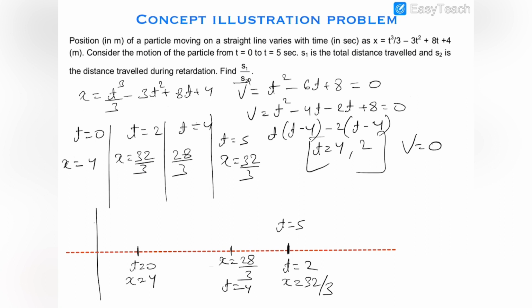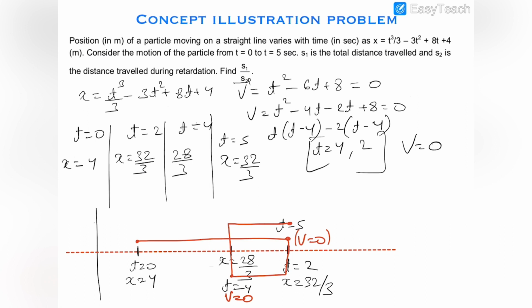So the motion is occurring like that: it is starting from this point and it is going in forward direction till t is equal to 2. Then velocity is 0 at this point. Then it makes a sharp turn and it moves to x is equal to 28. Then again velocity is 0 at this point. And then it again makes a sharp turn and again reaches this point.